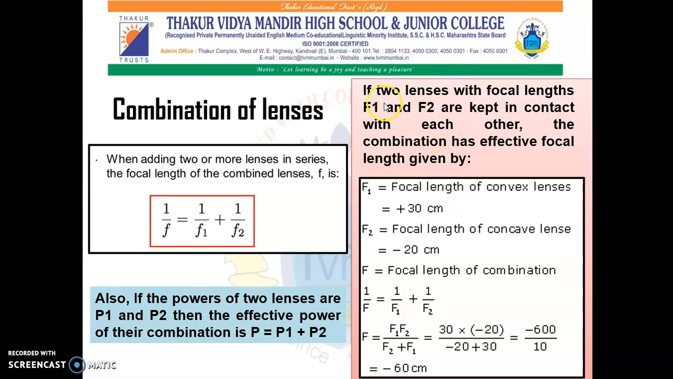One example is shown over here. If two lenses with focal lengths f1 and f2 are kept in contact with each other, then the combination has the effective focal length that can be obtained as follows. f1 is +30 cm, f2 is -20 cm. So when we put these values in the formula 1/f = 1/f1 + 1/f2 and we solve it, we get the answer as -60 cm. So the focal length of the combined lens is obtained from the addition of the inverses of the individual focal lengths.